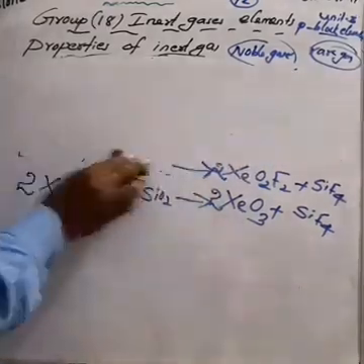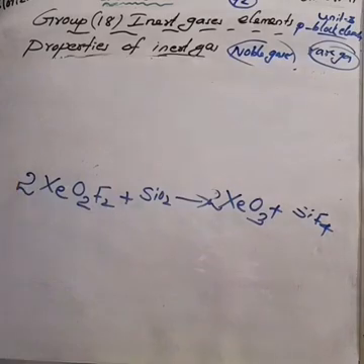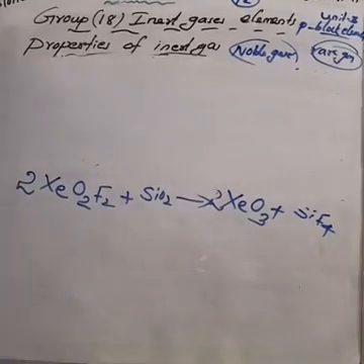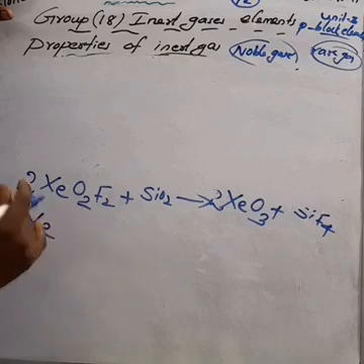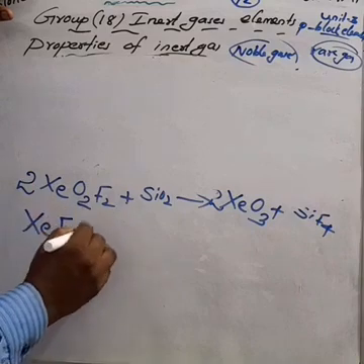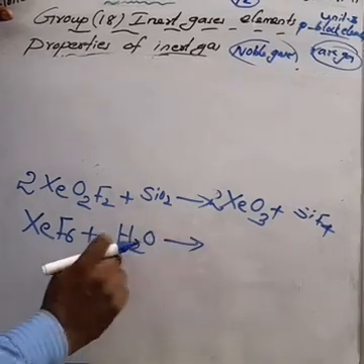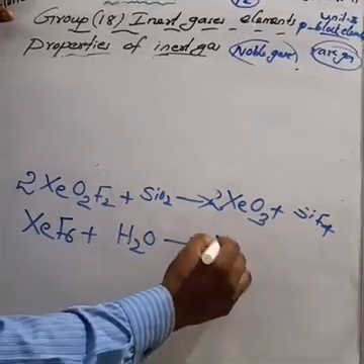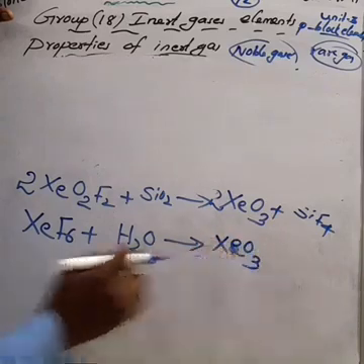Next question, that is about this. What happens? Xenon hexafluoride reacts with water and undergoes hydrolysis. That is, xenon hexafluoride undergoes hydrolysis. So what product is obtained? Xenon trioxide is obtained. We can write the equation XeF6.